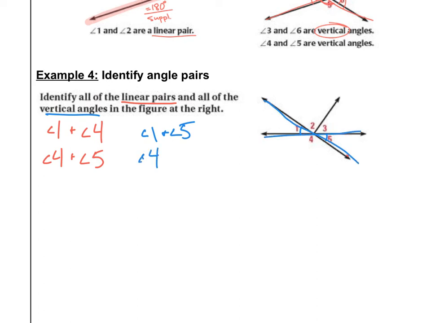Angle 4 would be a linear pair with angles 2 and 3 together. Okay, but usually we don't count those because it's a pair. Pair means 2. If we have more than 2, then it's not a linear pair, so we aren't going to count that one. Okay, so just angles 1 and 5. Remember, linear pair across from each other. Vertical angles across from each other. Linear pair next to each other, and they form a straight line.